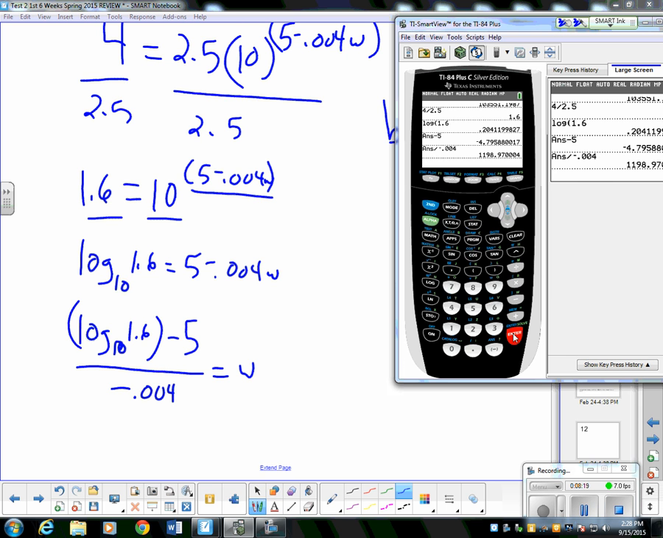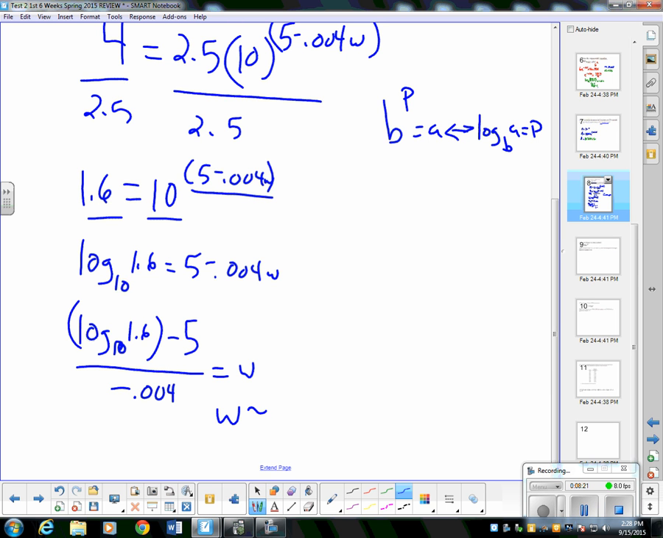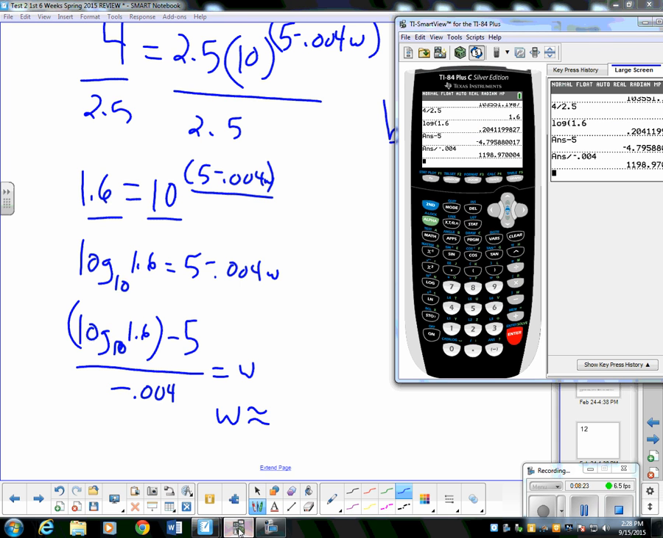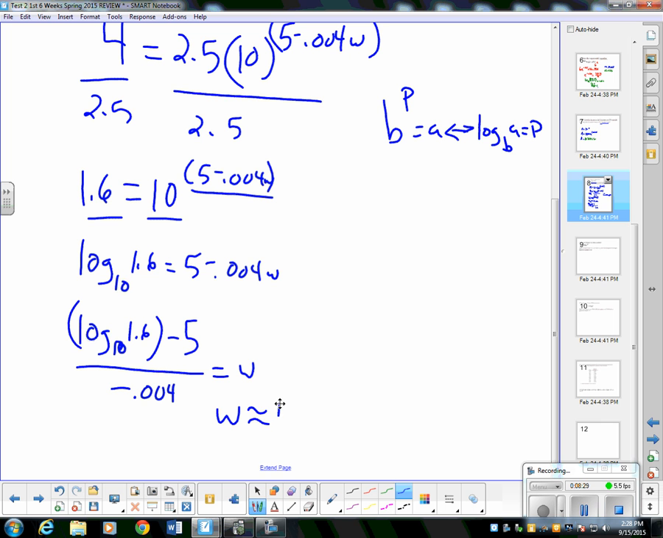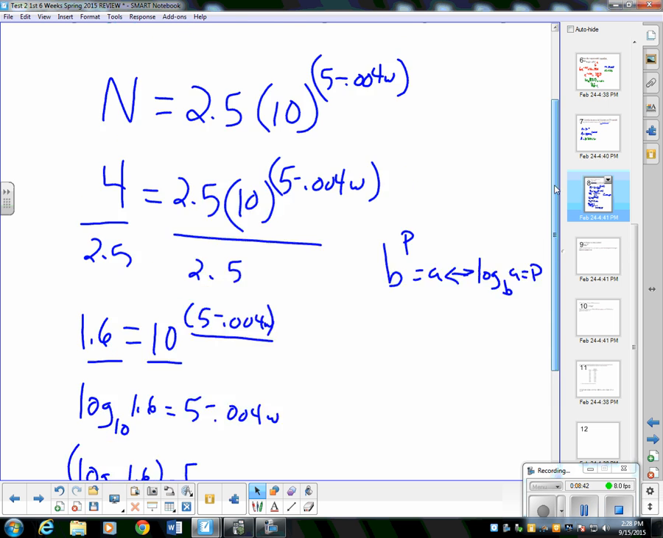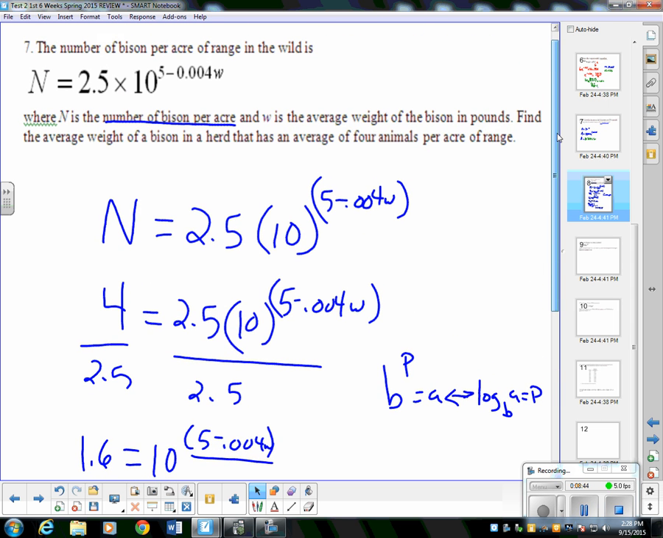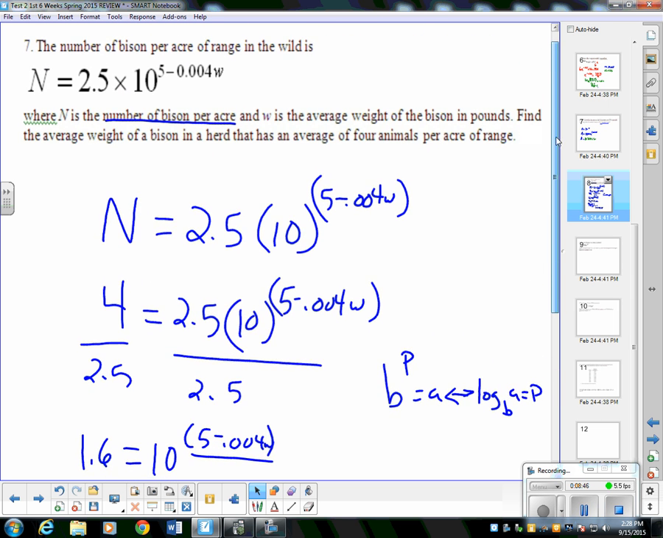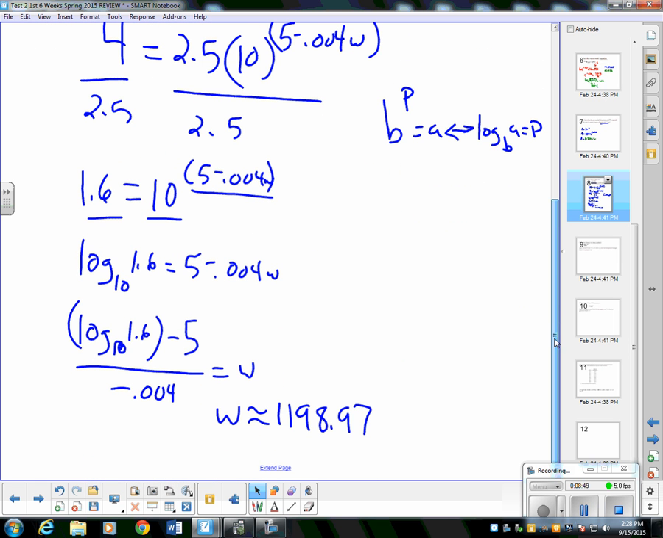And the answer I get, W, is approximately equal to, of course in rounding terms, 1198.97. Now, whether this is the actual correct answer or not depends on if it's multiple choice. This could easily be a multiple choice question. It doesn't have to be open-ended. But it says here, find the average weight of the bison. Since we're talking about weight, we're probably going to get by with leaving that as a decimal. And of course, that was in pounds.